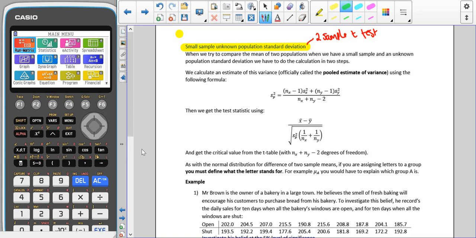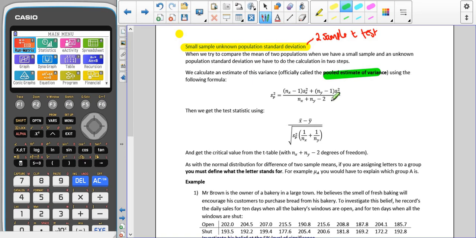So our first step is to find the estimate of the variance, which is officially called the pooled estimate for the variance, which uses this formula here. SP squared equals nx minus 1 times the variance of the first group, standard deviation of the first group squared, plus the number of pieces of data in the second group minus 1 times that standard deviation squared, divided by the number of sets of data in the first group, plus the number of sets of data in the second group, minus 2. And the reason why we're minusing 2 this time is because we have two sets of data.